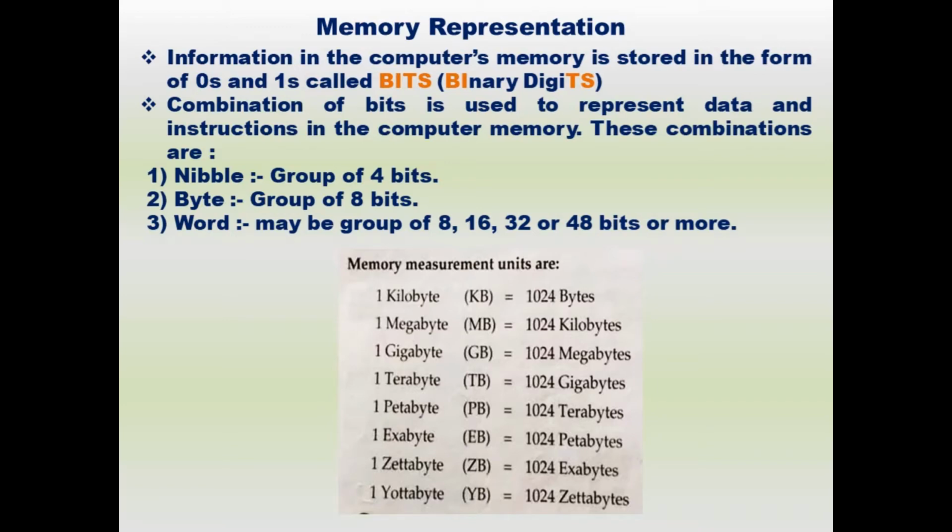There are also higher memory measuring units like kilobytes, megabyte, gigabyte, terabyte, petabyte, etc. 1 kilobyte means 1024 bytes. 1 megabyte means 1024 kilobytes, means 1024 into 1024 bytes. 1 gigabyte means 1024 megabytes, means 1024 into 1024 kilobytes, means 1024 into 1024 into 1024 bytes. So in this way the measuring units vary.